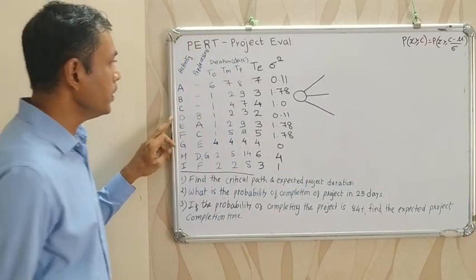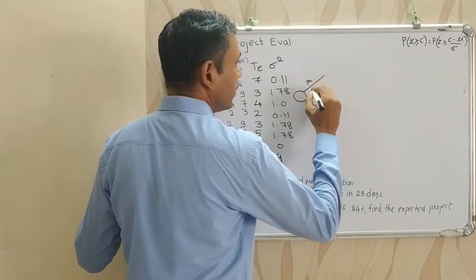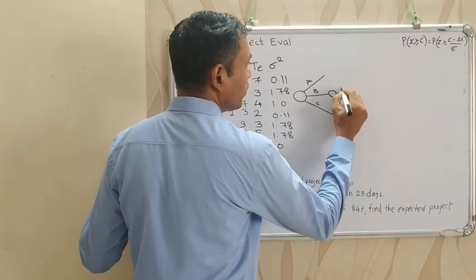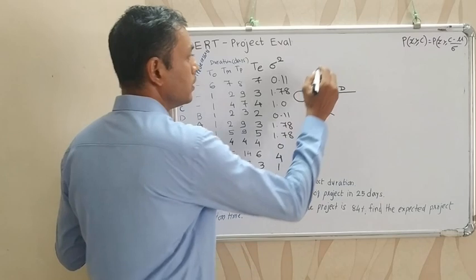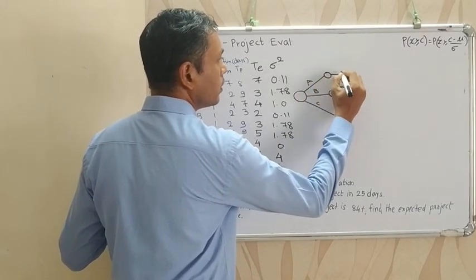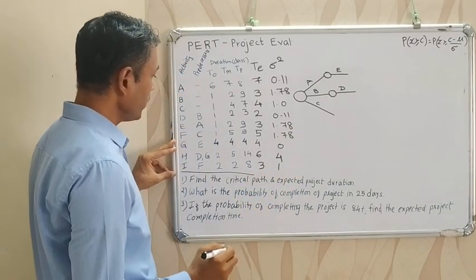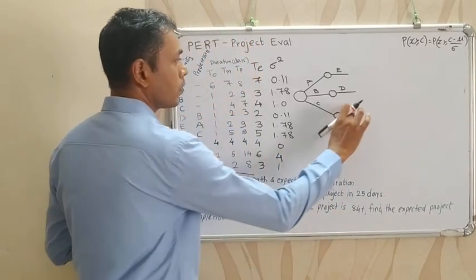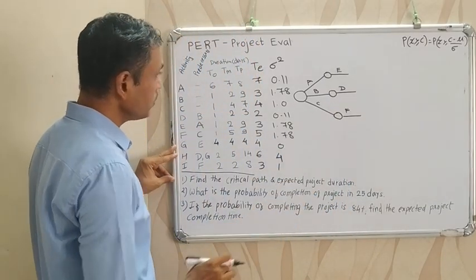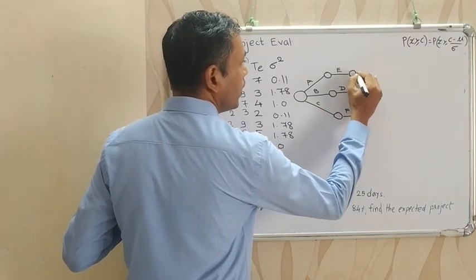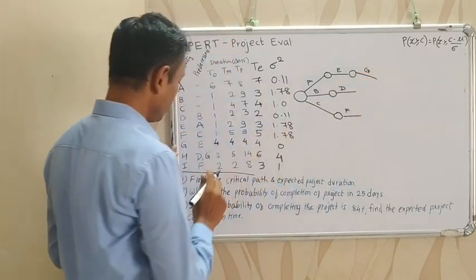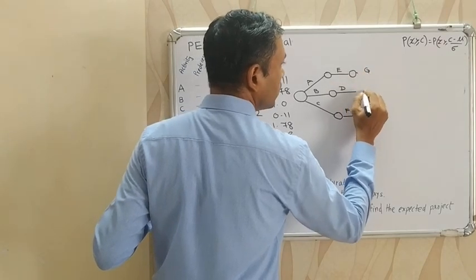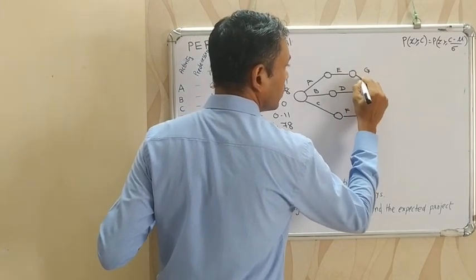Event 1, activities A, B and C. Activity D is from activity B. From A it is E, so from activity A it is E. From activity C it is F. And G is from E. Activity G is from E. H is from D and G both, so we can terminate D and G at some point somewhere here.